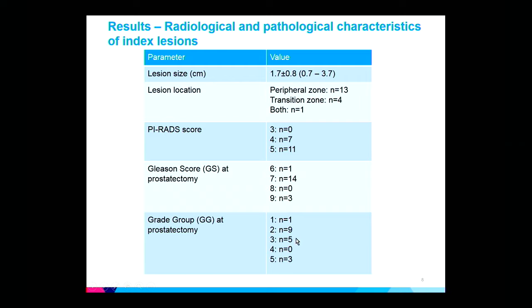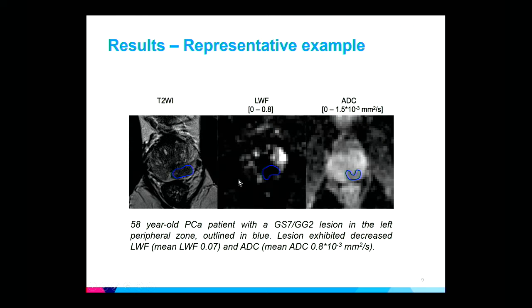And for these grade groups, we saw that most lesions had grade group 2. Here you see an example of this luminal water imaging and ADC in a patient with a large lesion in the left peripheral zone, as shown here in blue. This luminal water fraction map showed a marked decrease in the prostate cancer lesion compared to the surrounding tissue. And also on the ADC map, we saw a decrease compared to benign tissue, which is expected.